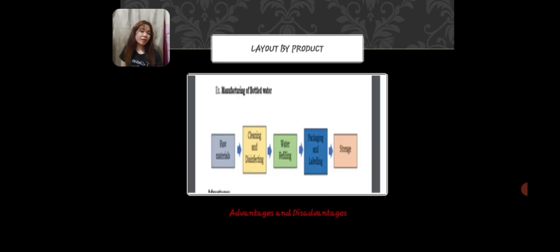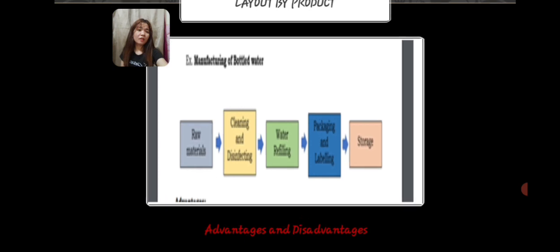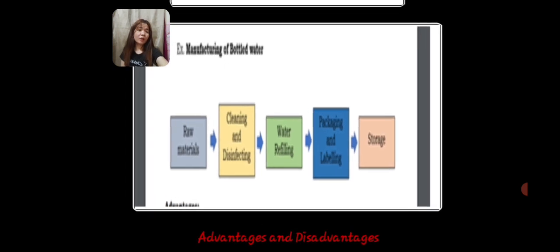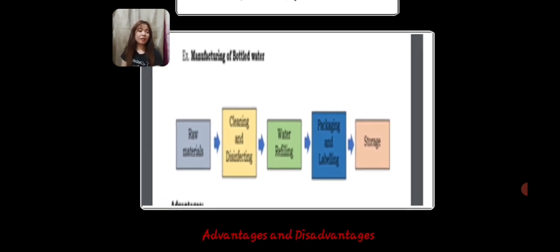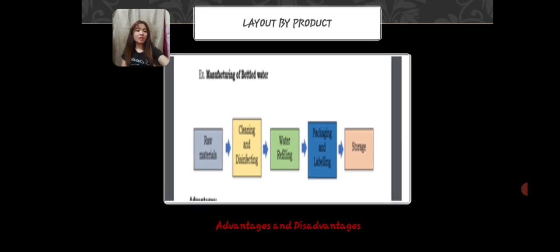So, for example of layout by product, there is raw material, then checking and disinfecting, water refilling, packaging, and labeling, and this is storage. I already studied this, or I already reported this last time about the shop layout. So it is arranged. That is the example of layout by product. So it has advantages and disadvantages.